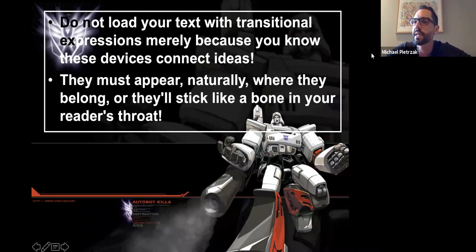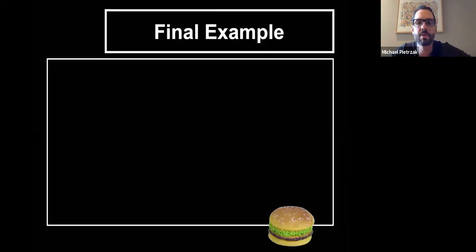So if you have two ideas that are unrelated, they need to be connected. Connect them with a transition. But if they're actually related, maybe you just need a single word. Maybe you don't need any word at all. You don't want to do that. Don't add things that don't belong. Cut unnecessary words. Okay, one last example.